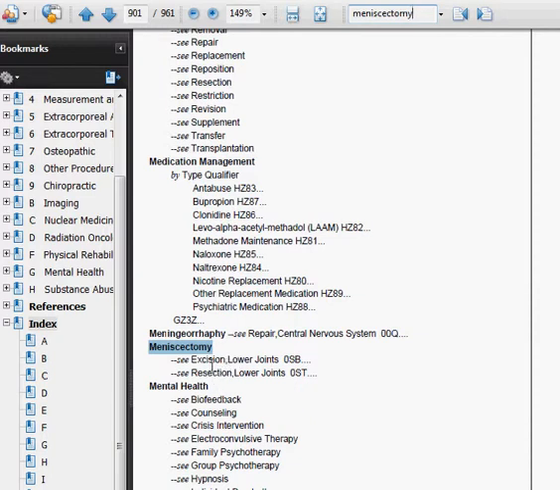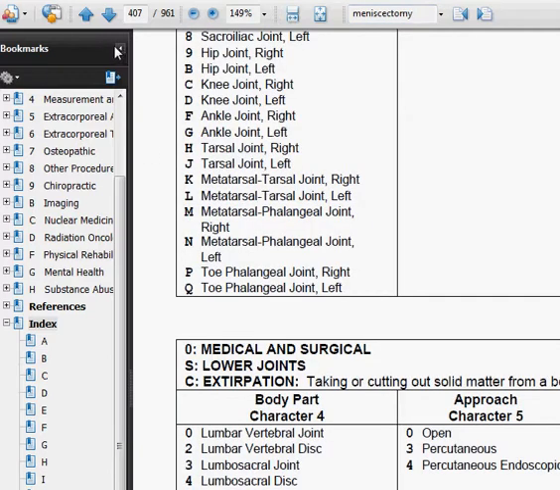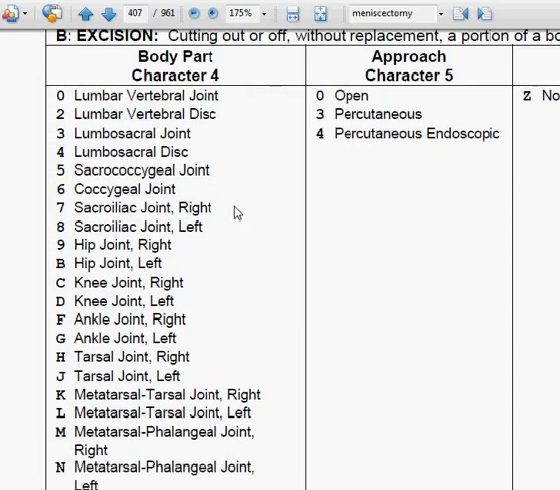We know that excision is partial removal and resection is total removal. So the procedure was partial meniscectomy, so the choice is excision. We go to the table where we make a choice for the body part character. In our case, it's left knee. The approach was arthroscopic, so we choose percutaneous endoscopic.